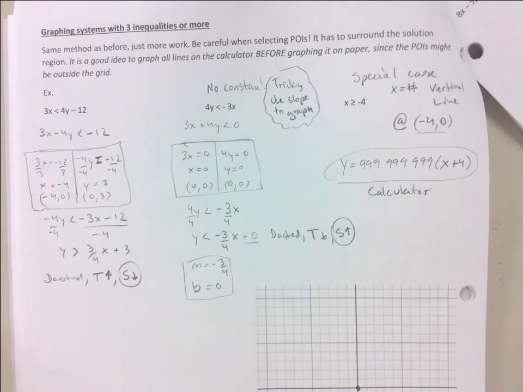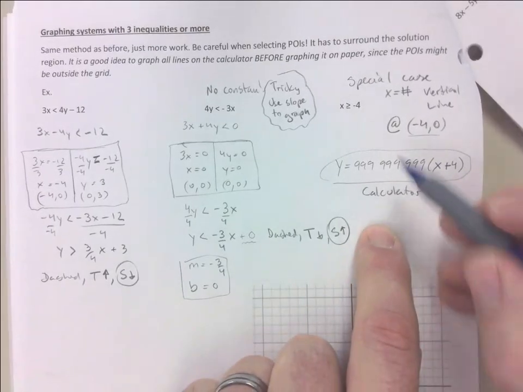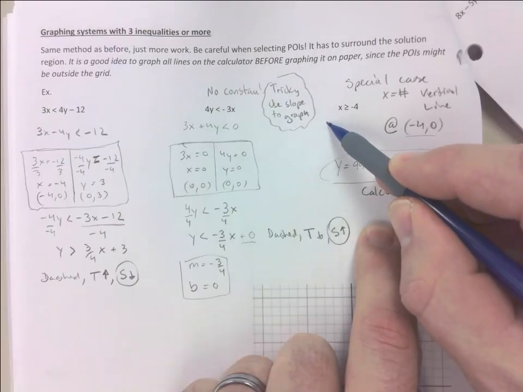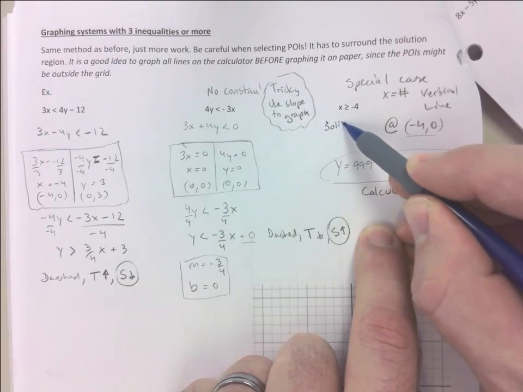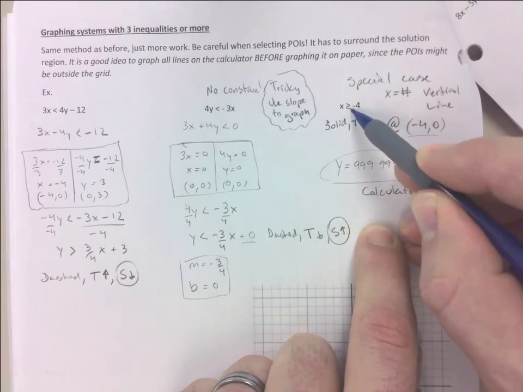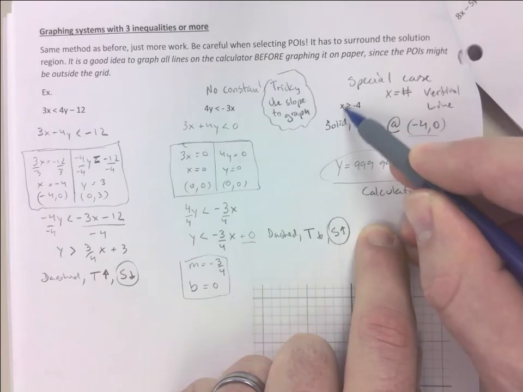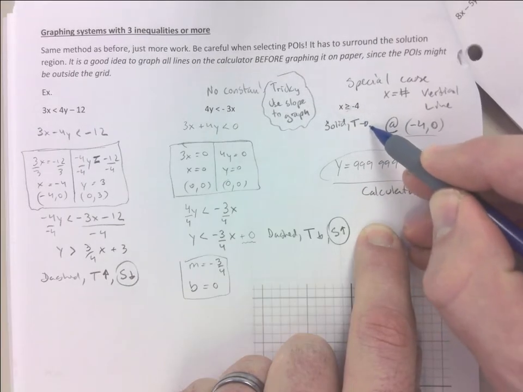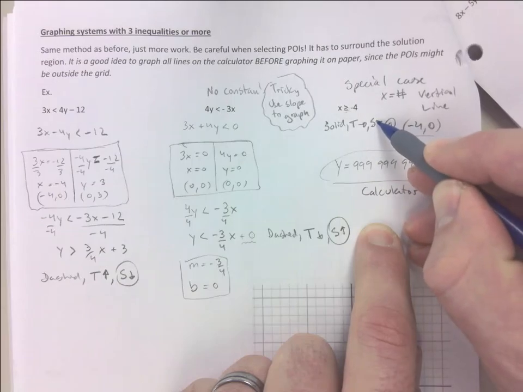What am I missing? I missed something there. I didn't tell myself, this is a solid line. The true region is where? To the right, correct? So I will shade to the left.